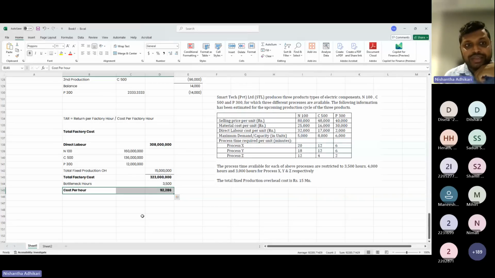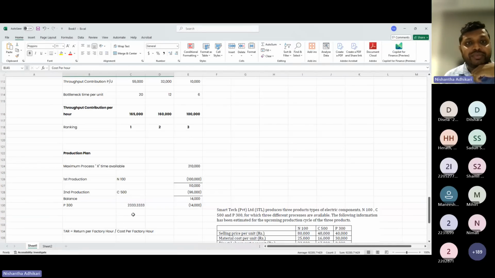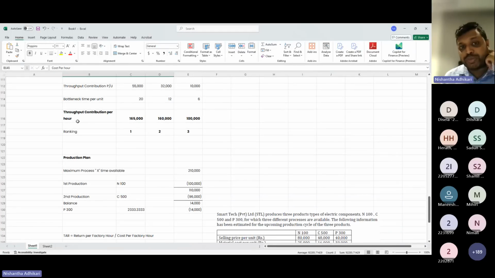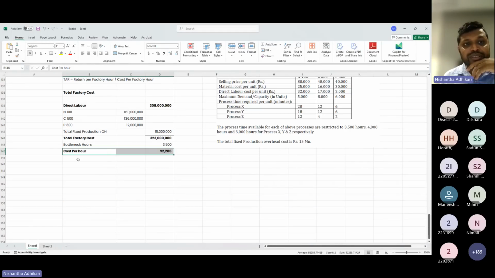92,286. That is the cost per hour. Now you can easily calculate. Now you have the throughput contribution per hour available. Now this is the total factory cost per hour. Now we will work out the throughput accounting ratio.